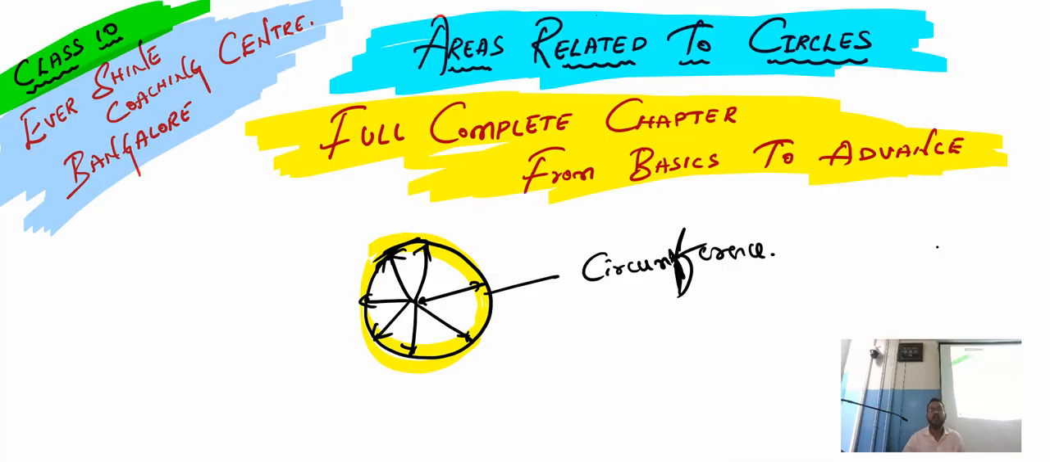Now, dear students, we have the formula to find the circumference of a circle. What is the formula? To find the circumference of a circle, we have the formula 2 pi r. Any doubts? Understood? If you want to find this complete boundary, that is called the circumference, and the formula is 2 pi r.